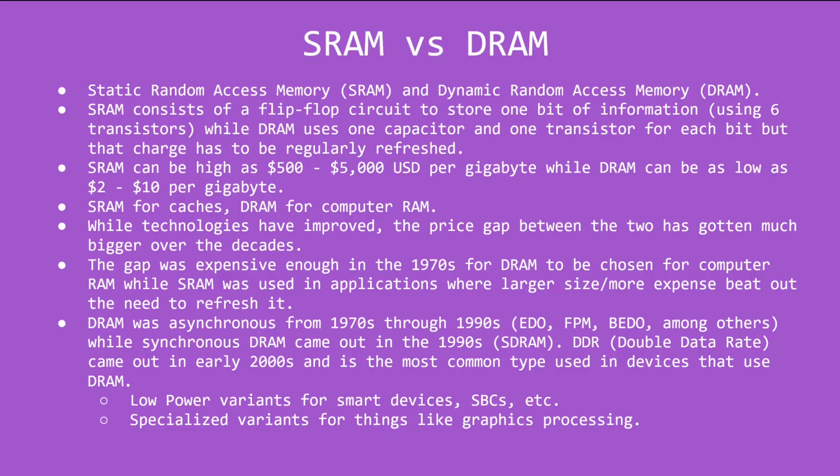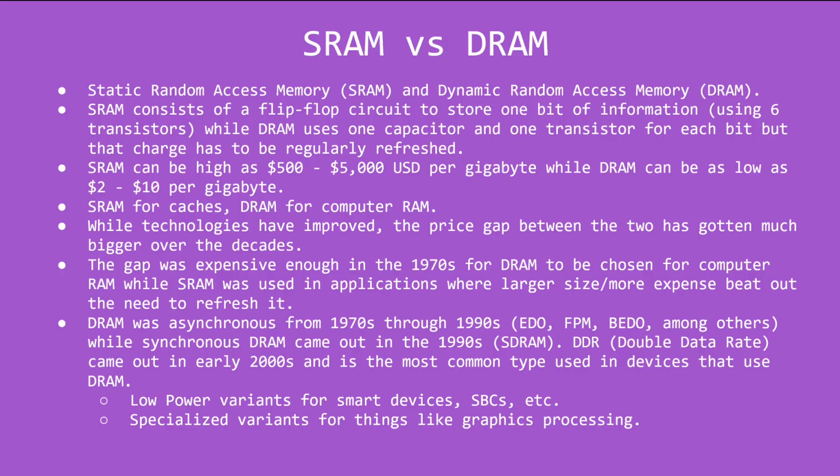And then the real kicker was when DDR came out, and that's double data rate. It came out in the early 2000s, and nowadays, if there's RAM in a computer or a smart device or something, it is probably this, whereas again, SRAM for caches with the CPU. There are low power variants, those are used for smart devices, SBCs, etc. They're not as powerful as the main line. And then there's actually specialized variants.